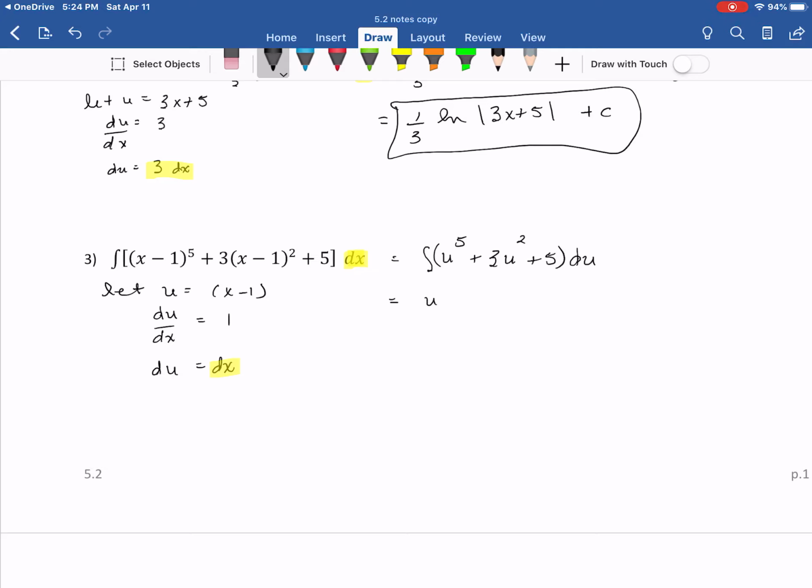Well, this is going to be u to the 6th over 6 plus 3u cubed over 3 plus 5u plus c. How about we go back and put in what u was supposed to be? U is supposed to be x minus 1 to the 6th over 6. The 3's cancel out here. So this is x minus 1 cubed plus 5 times x minus 1 plus c.